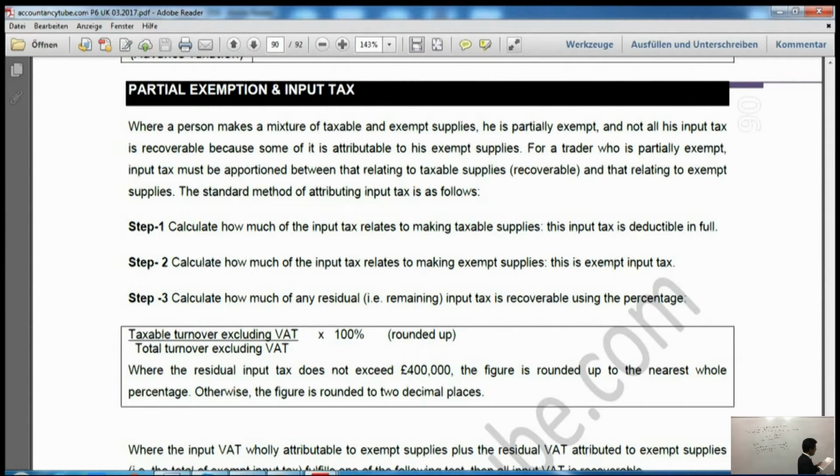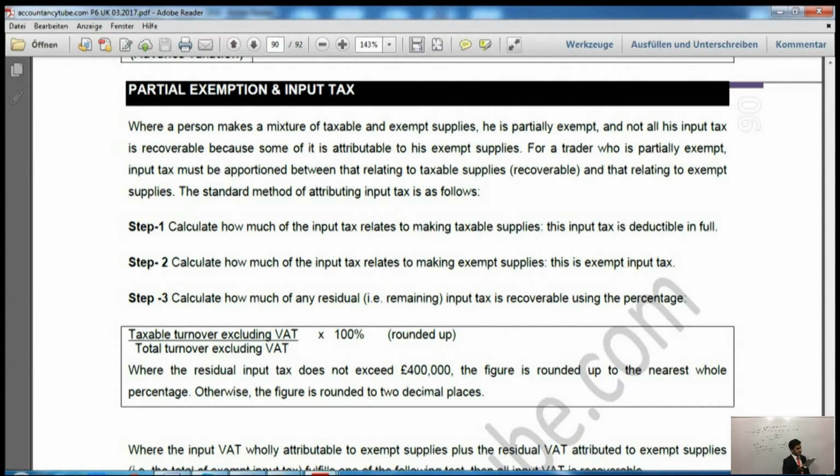Now, where the input VAT wholly attributable to exempt supplies plus the residue VAT attributable to exempt supplies, so whatever the total of exempt input VAT is, fulfills one of the following tests, then all input tax would be recoverable. These are tests number 1, 2 and 3. We will do a question together in order to see if we can understand this. For now we are just reading it, but when we do the question together on the board, you will understand this rule better.